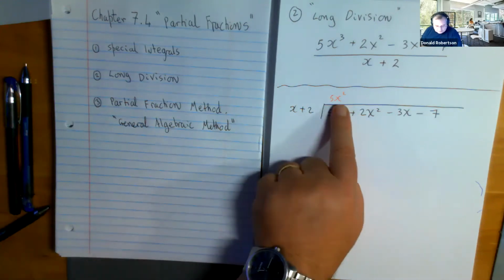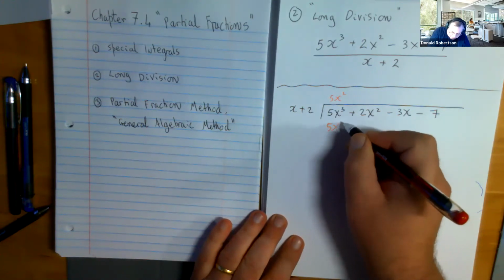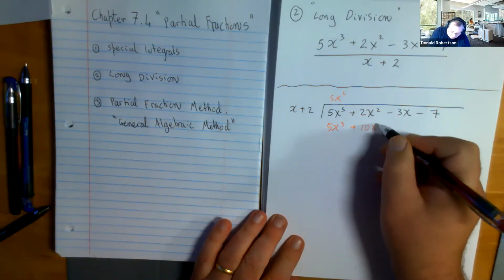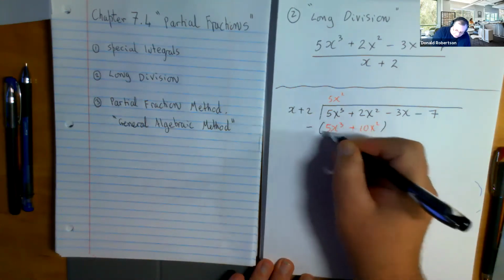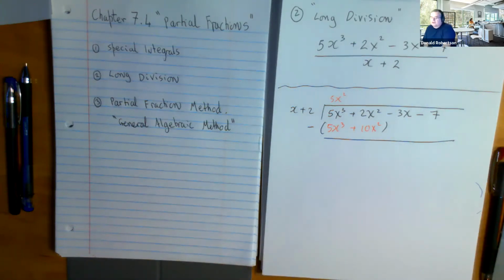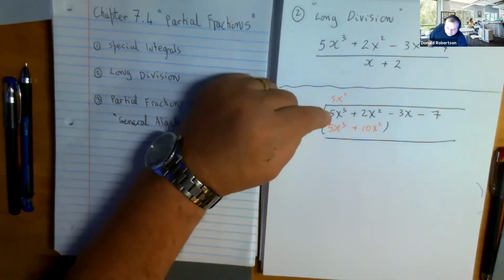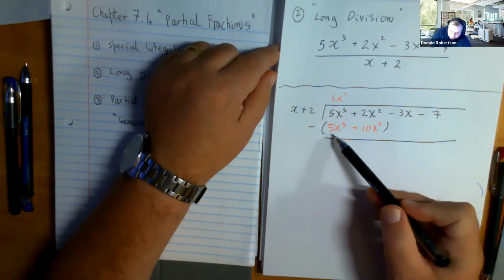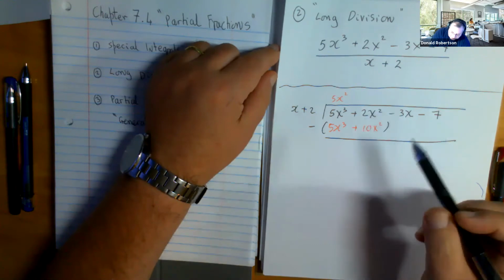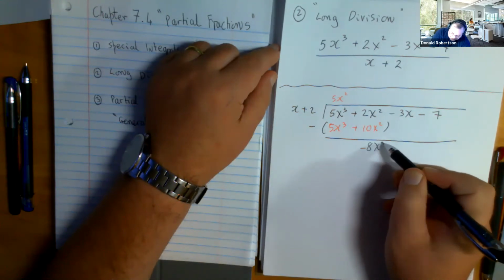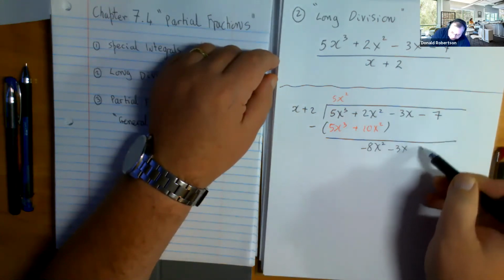Then what you do is you take 5x squared and you multiply it by these 2 terms. So you get 5x cubed and you get 10x squared. I like to put a big bracket around it and subtract. That's basically to remind me that I'm going to subtract all of this red stuff from the black stuff. So 5x cubed, subtract 5x cubed, gone. 2x squared, subtract 10x squared, negative 8x squared. Negative 3x take away nothing, and negative 7 take away nothing.